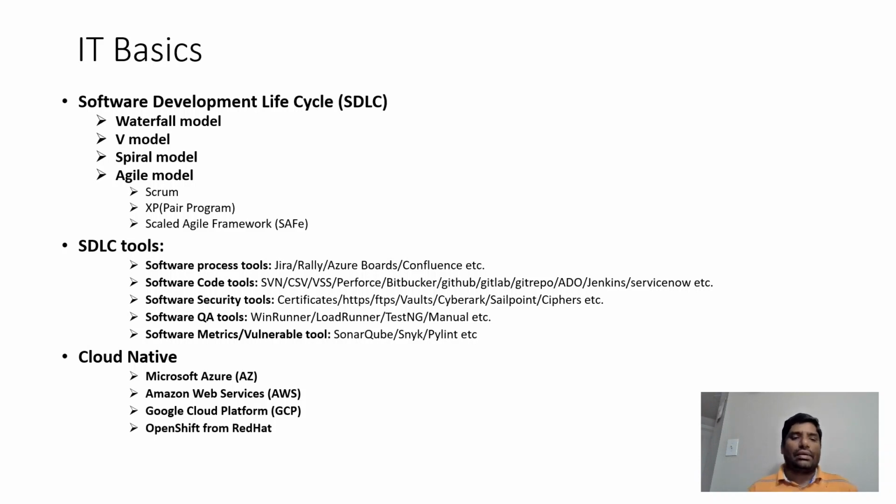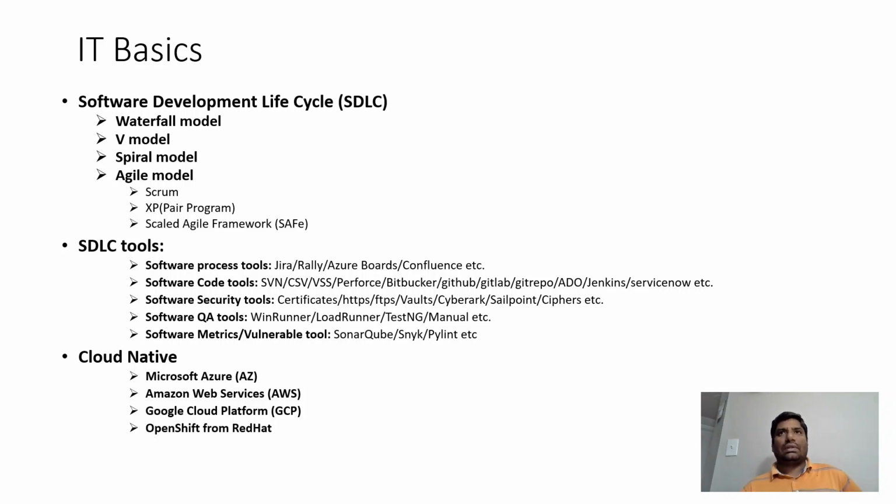And then now the trend is the scaled agile framework. This is another model where people are building applications with one week's delivery in the enterprise. So this is another latest trend which is happening in the market.